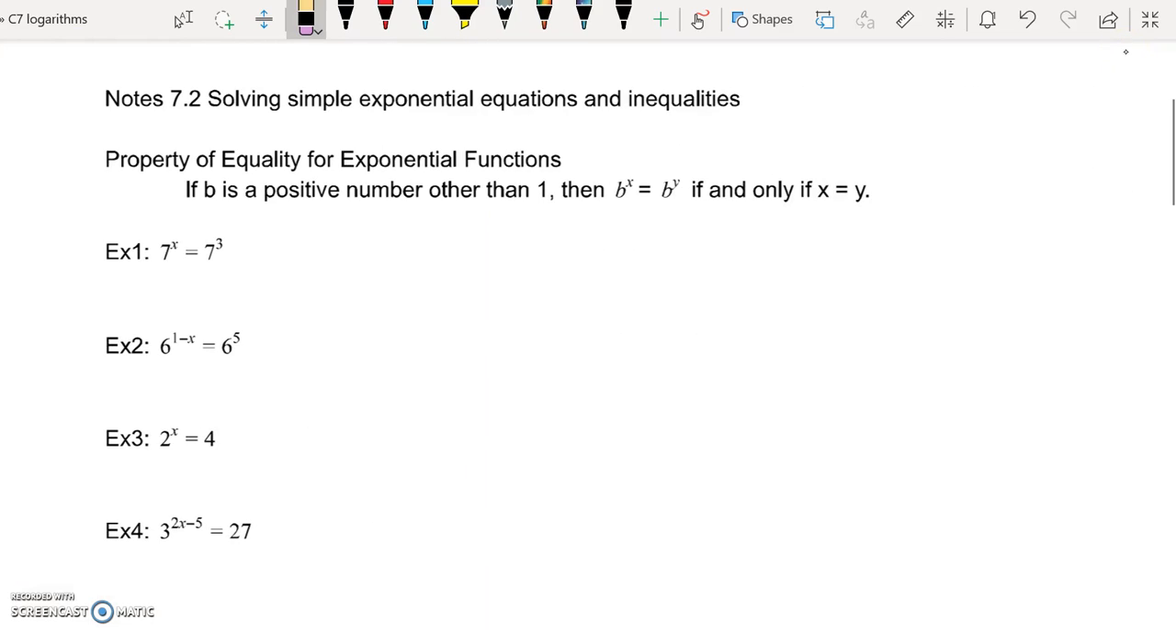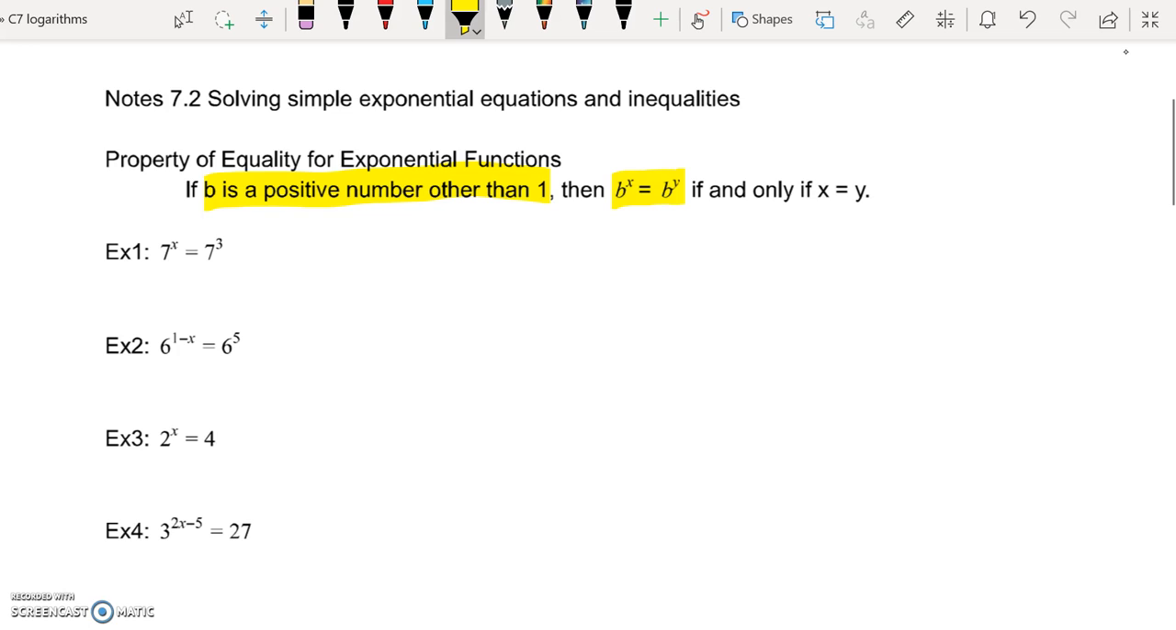All right, so let's take some notes. In 7.2, we will be solving simple exponential equations and inequalities. An exponential equation has an exponential on one side, the other side, or both sides. So we're looking for b to the x equals b to the y right now. Our b is going to have to be a number other than 1.